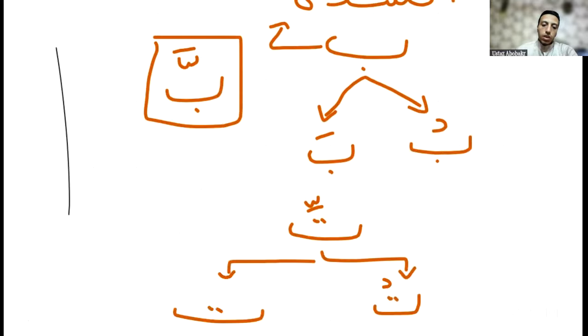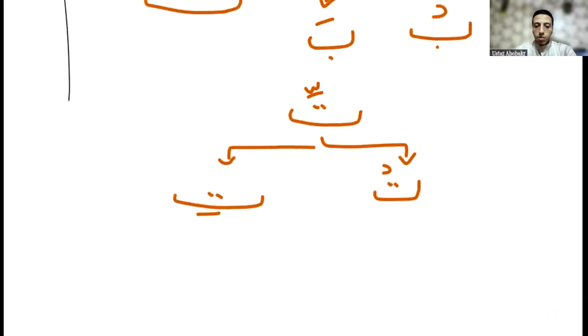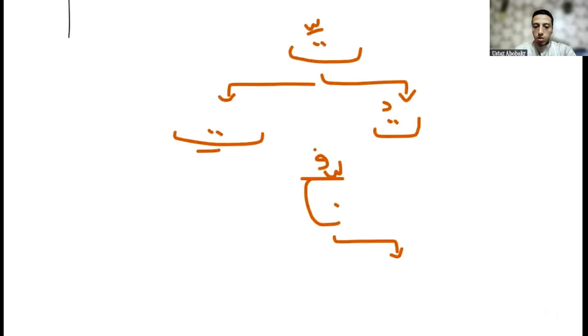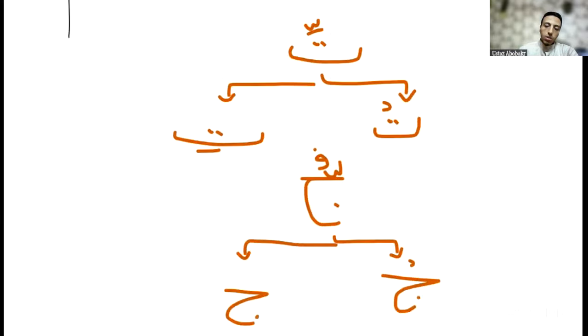Same thing if we have letter jim with shadda and dhamma. So this is going to be two jim letters. First one is a jim with sukun. Second one is going to be a jim with dhamma. Now let's get to another point: how can we read a letter with shadda the right way.